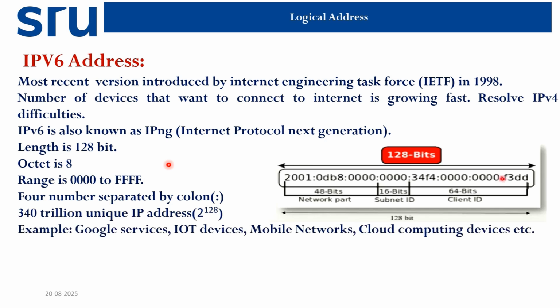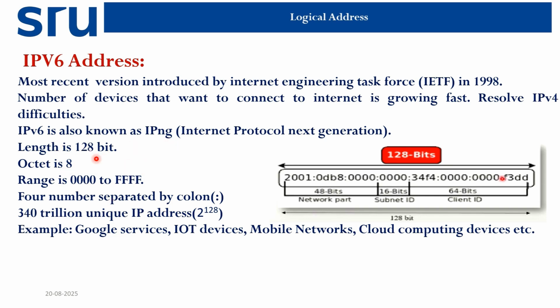Next, we will see the IPv6 address. IPv6 is nothing but Internet Protocol version 6. It was introduced by the Internet Engineering Task Force in 1998. With IPv4, we can address 4.3 billion devices. But day by day the internet is growing fast, and the number of devices that want to connect to the internet is growing fast, right? To resolve the IPv4 difficulties, IPv6 came into the picture. IPv6 is also known as Internet Protocol next generation.